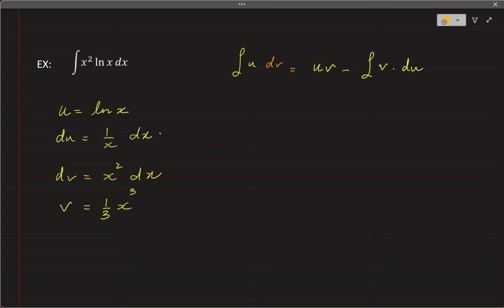Now we're going to go ahead and plug in u and v. So here it is: we get ln of x times 1/3 x cubed, minus the integral of v, which is 1/3 x cubed, times du, which is 1 over x dx. Very nice. Now we're going to simplify.